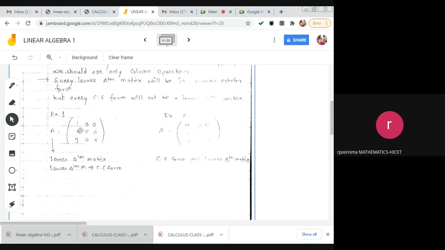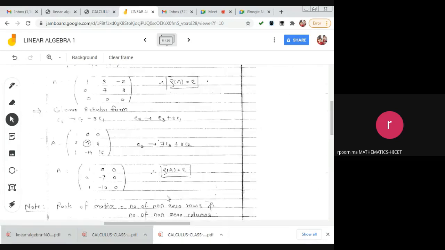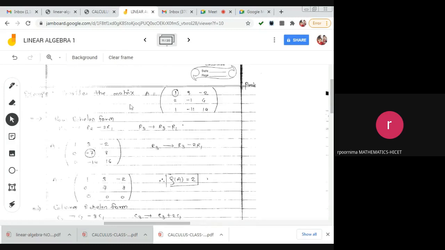Example 1: the first row is 1, 0, 0, the second row is 3, 5, 0, and the third row is 9, 4, 5. This lower triangular matrix is in column echelon form. Similarly, the next example: consider the matrix A.